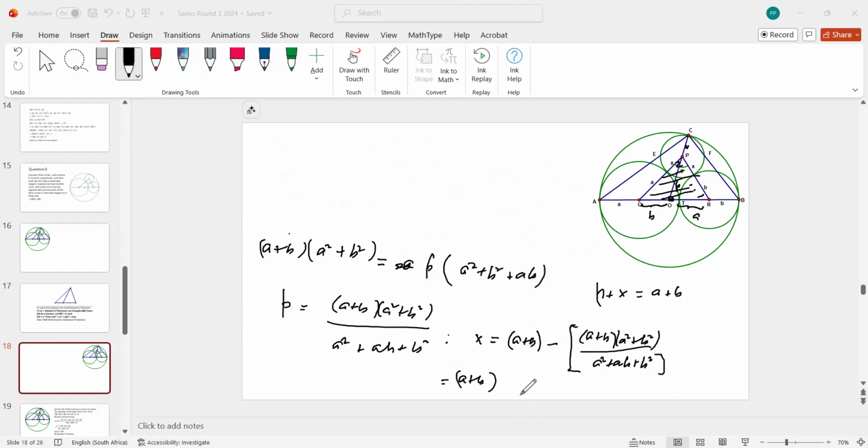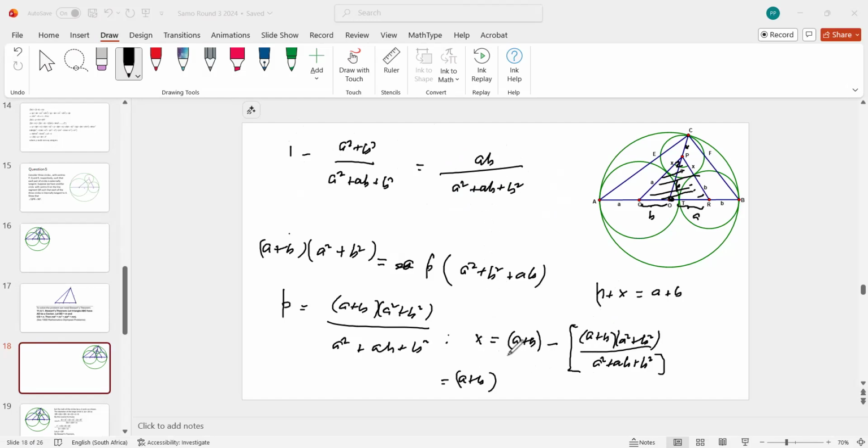I'm taking out a plus b as a common factor. What's the other factor? The other factor is 1 minus, taking out a plus b, a squared plus b squared all over a squared plus ab plus b squared. And that is when you put the common denominator a squared plus ab plus b squared, and you're subtracting that, you just have ab. So the other term here is ab over this.